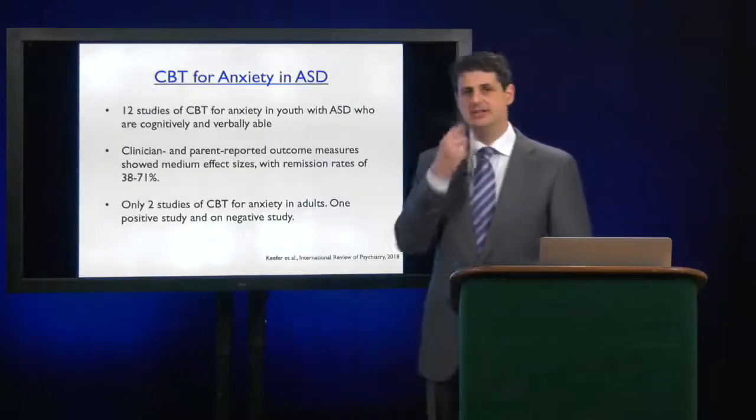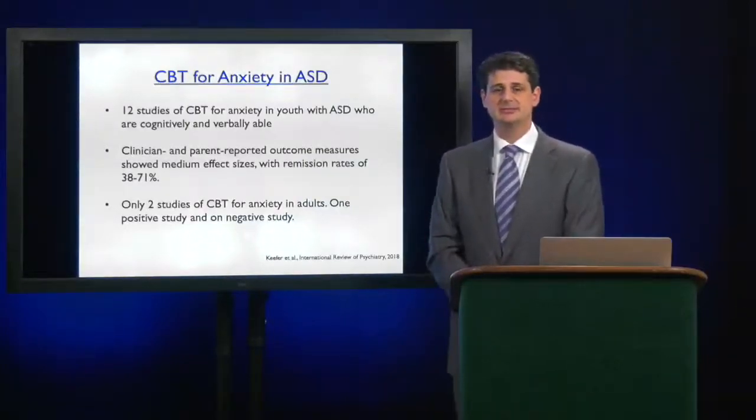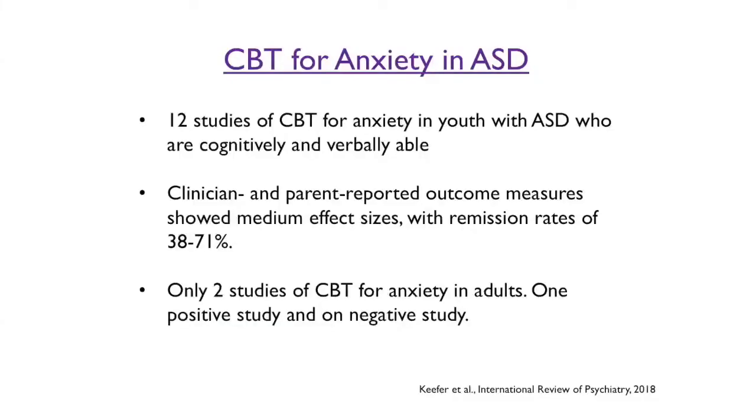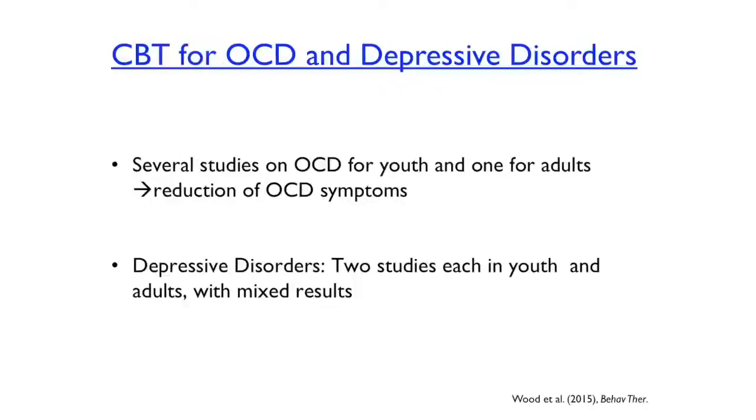The data for CBT and anxiety for patients with autism is excellent. There are 12 studies which show significant reductions in anxiety with a medium size effect, as well as remission rates which range from 38 to 71%. There's also been 2 studies for CBT and anxiety in adults, and one was positive and one was negative. But again, this is really a surge in evidence coming down the pipeline, and I would anticipate we're going to see a lot more in the near future.